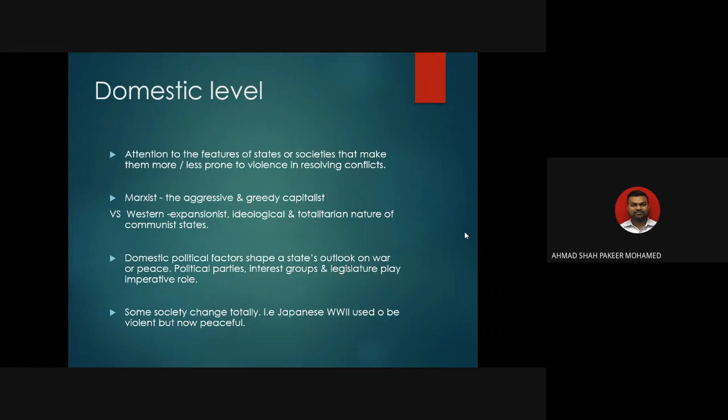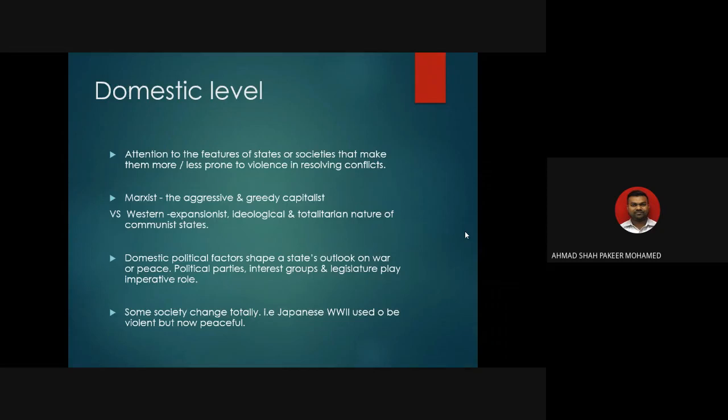in Marxist theory, they have bourgeois and proletarian. The Marxists look at the greedy capitalists who wanted to exploit the poor people. So it actually created the conflicts in Germany at the time. For example, Western exploitation, ideological and also totalitarian nature of communist states. And domestic political factors shape a state's outlook on war and peace.